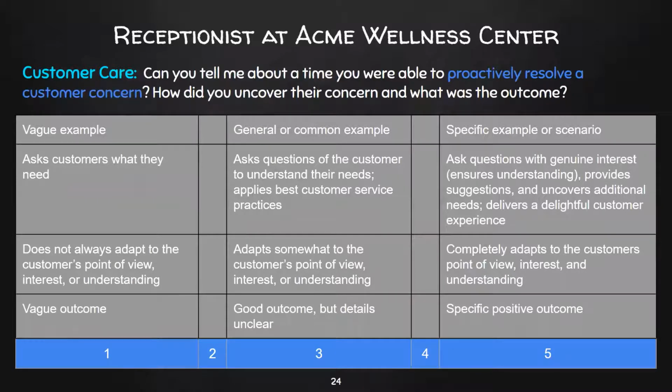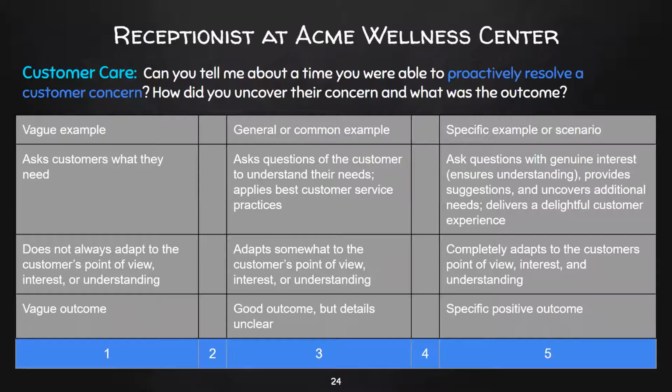So here we've got the example of the role of receptionist at Acme Wellness Center. And the question is, can you tell me about a time you were able to proactively resolve a customer concern? How did you uncover the concern and what was the outcome? So we're trying to measure and predict their ability to resolve the concerns of our customers as a receptionist at Acme Wellness Center. And so what we're developing is a metric that indicates their ability to do that.